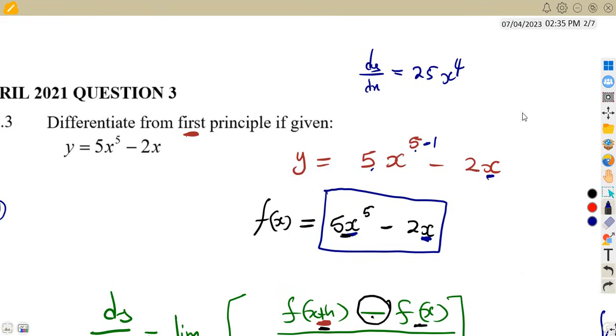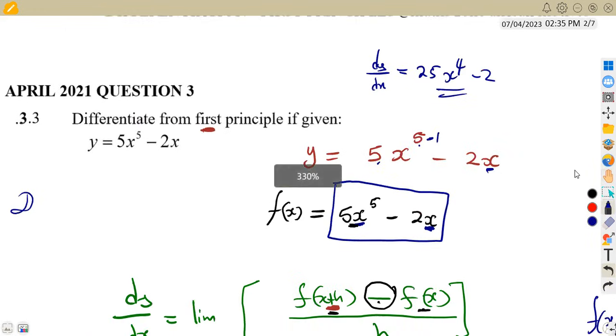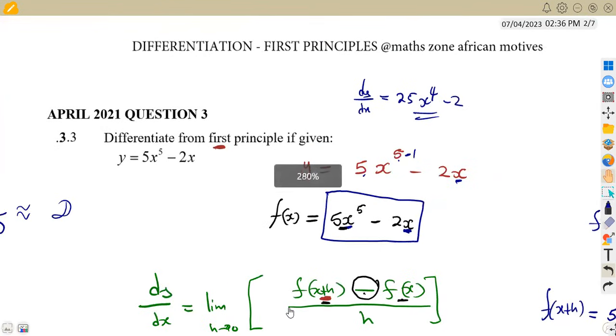We just take our minus 2. So this will be minus 2. So as you can see, this is the same answer that you're obtaining from our general rule, which is the same answer that you're obtaining from the first principle. So take note, they are saying from the first principles. That is what you are supposed to obtain in this case.